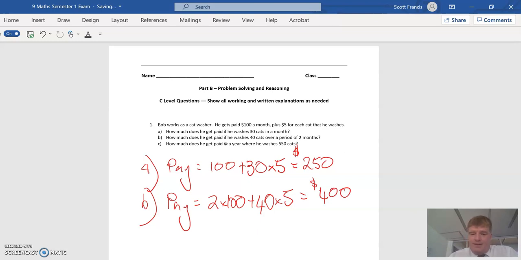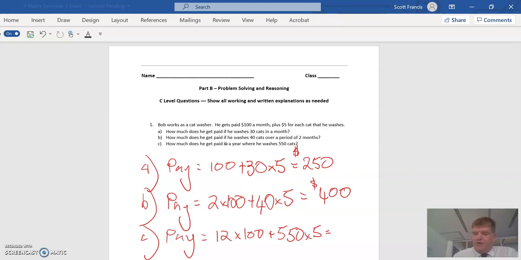better off. And the last, how much does he get paid over a year of cat washing? So that's 12 months in a year, so 12 times 100 plus 550 times 5. I might just use a calculator to help me here. Just to double check, 550 multiplied by 5 is 2,750 plus the 1,200, the $100 a month, should equal 3,950. That is his pay.